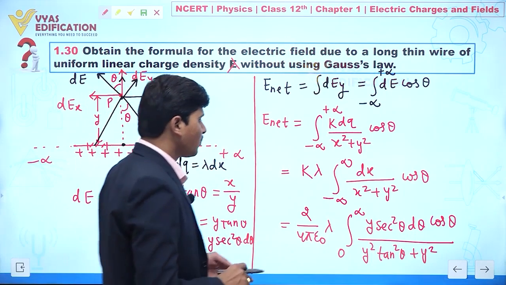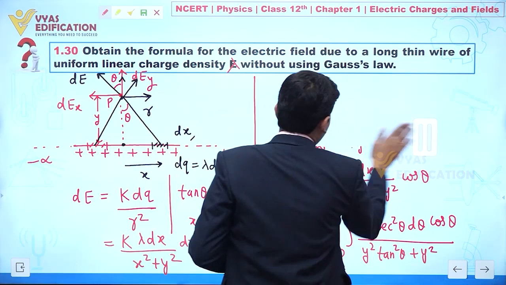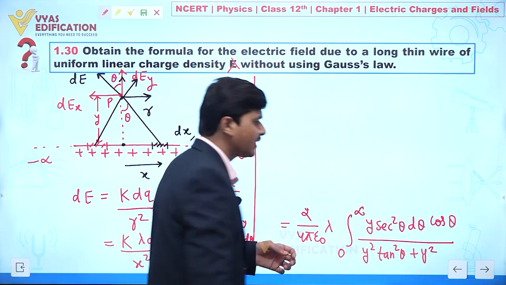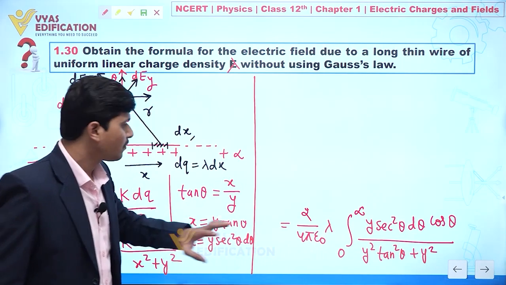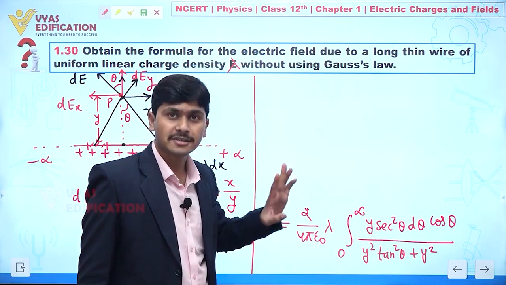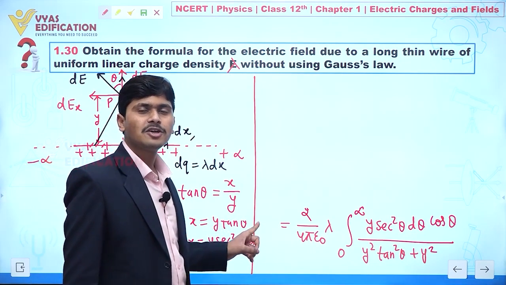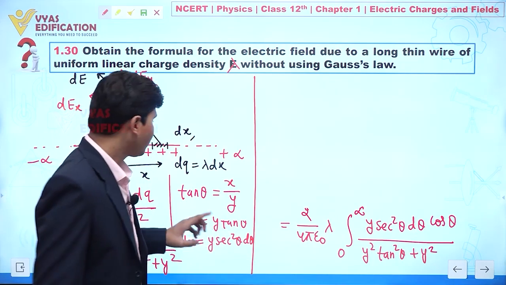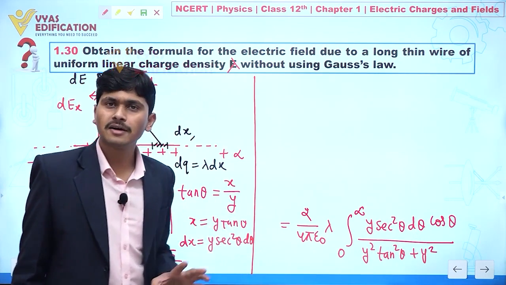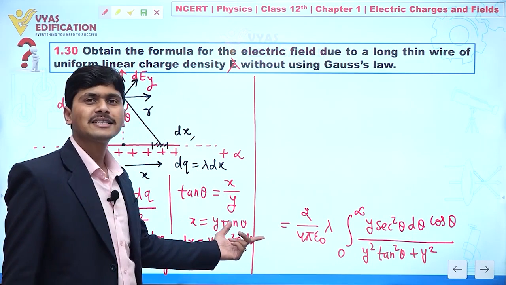Now actually we can see here, we have converted this expression in terms of theta, but now we will change the limits also, because these are the limits for x. So if we put the value of x as 0, we will find tan theta is 0, and if we put the value of x as infinity, then we find theta is pi by 2.